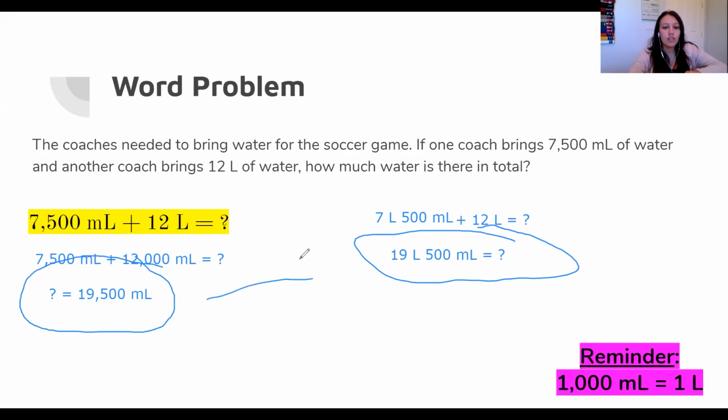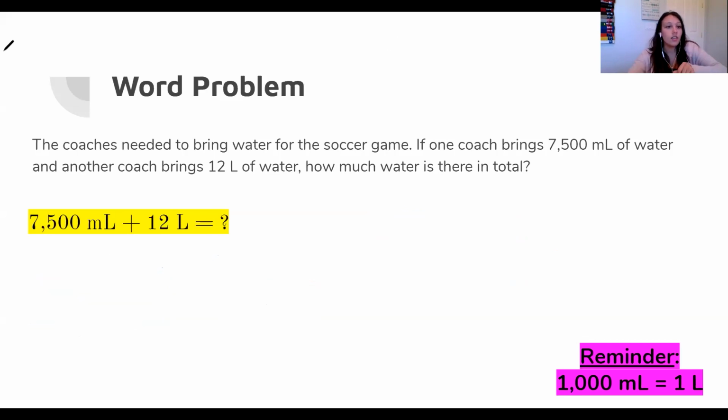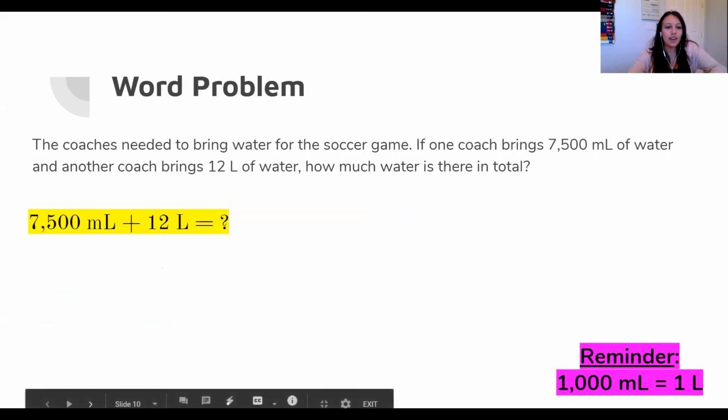These are both the same thing, because remember, 19,500 divided by 1,000 would give us 19 liters and then 500 milliliters as a leftover. So that's why both of these answers are the same. It just depends how you would prefer to write them out. Wonderful job. Let's move on now.